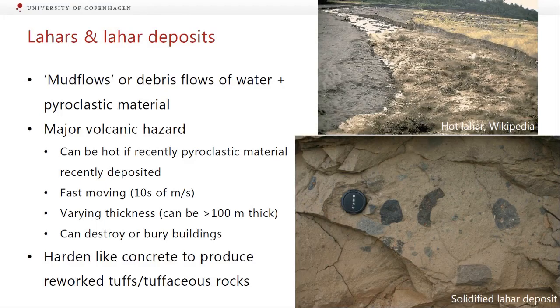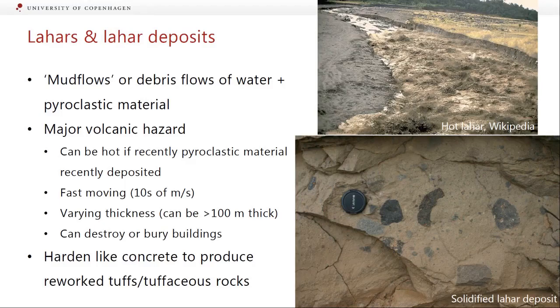So up in the top right here, you can see an example of one. I can't remember what eruption this is from, but it's steaming. I'm not sure if that's obvious in the slide, but this was flowing at a very high temperature. They move very fast, not quite as fast as pyroclastic flows, but still very, very fast. And some of them can be up to about 100 meters thick. So these can bury buildings, destroy them. They're a very, very dangerous volcanic hazard.